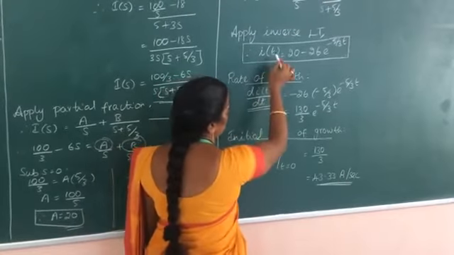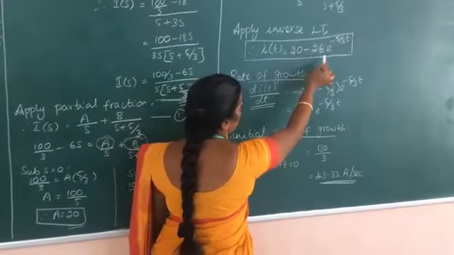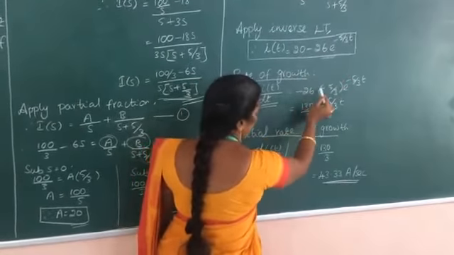So you have to take a differentiation for this one. Differentiation of 20 is 0. For the second one, minus 26 into e power at is nothing but a into e power at, so minus 5 by 3 into e power minus 5 by 3t. So you are getting the rate of growth of current as 130 divided by 3 into e power minus 5 by 3t. What is initial rate of current?